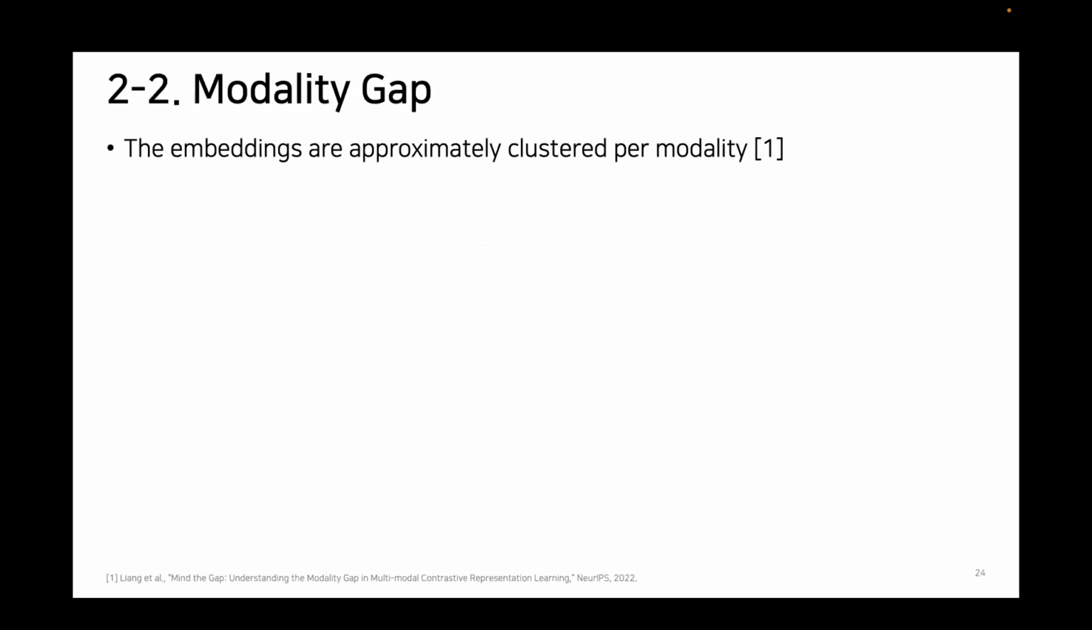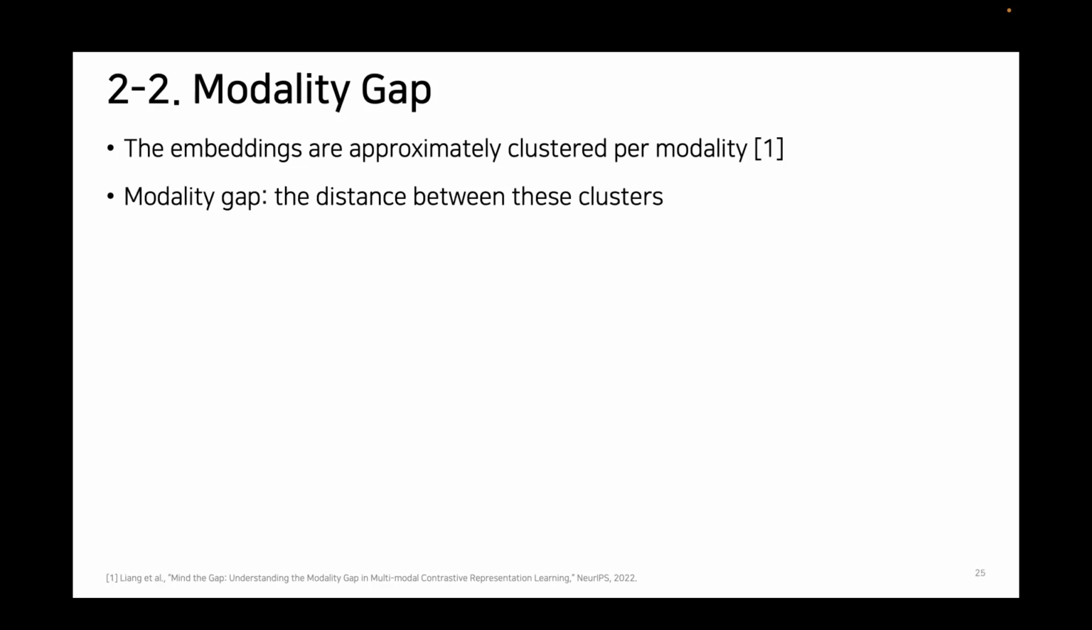And then they borrow the definition of the modality gap from the reference below, which is the Mind the Gap 2022 paper. Intuitively, we can easily think that the embeddings are clustered per pair or per class, but actually the embeddings are approximately clustered per modality. If you are interested in this, you can refer to this reference.